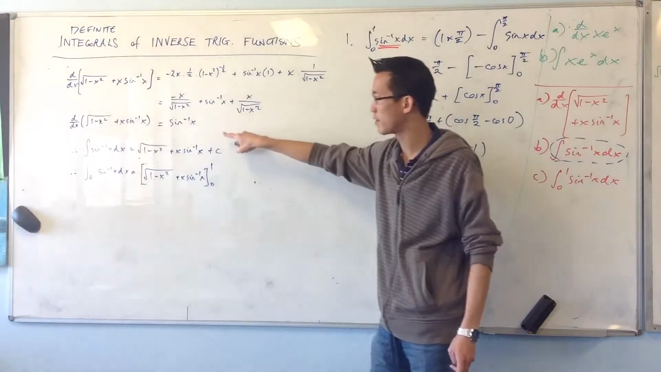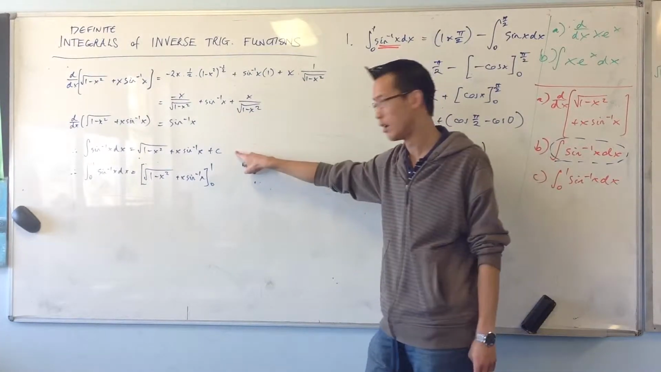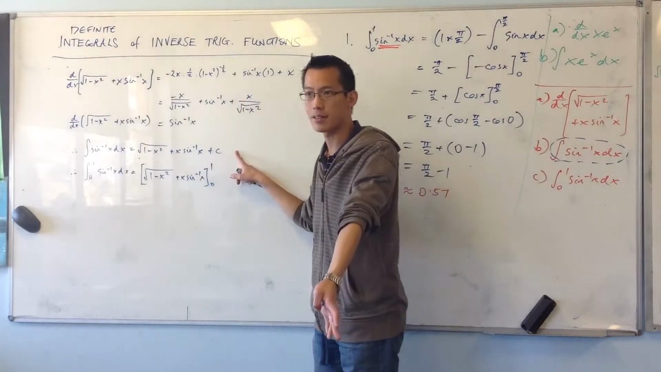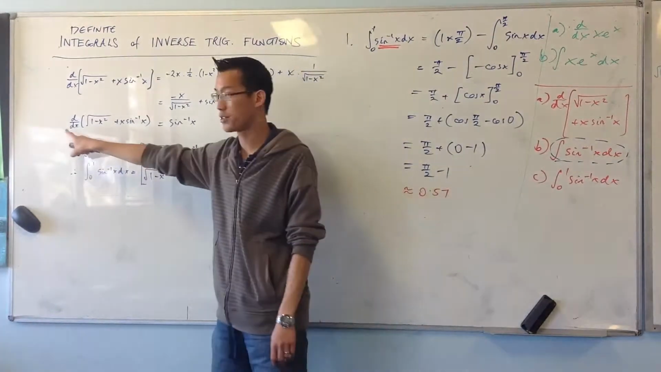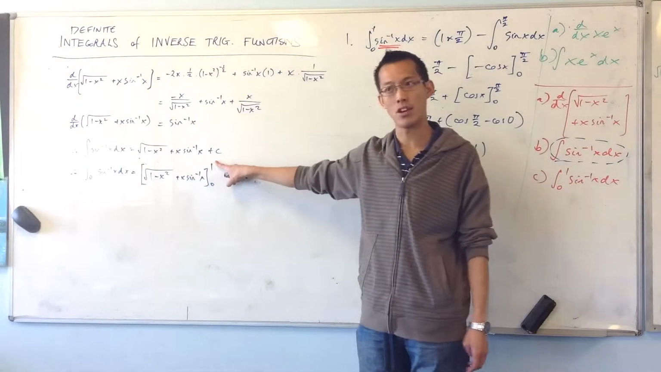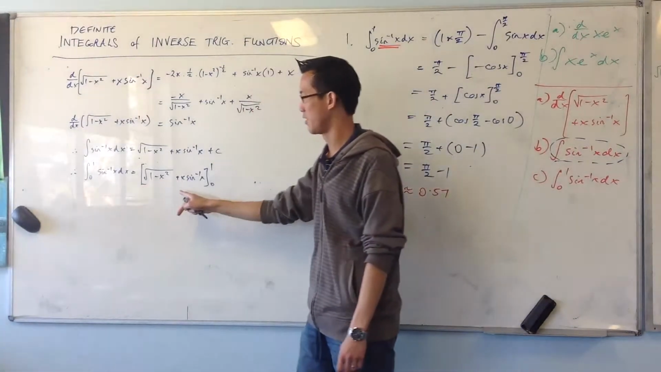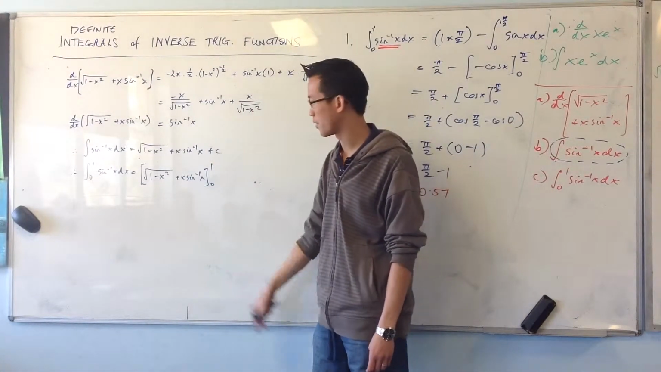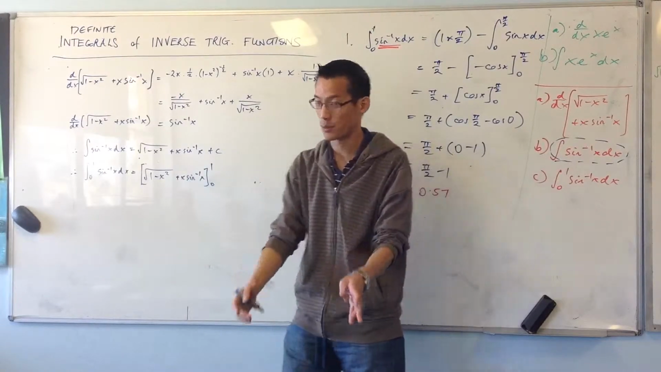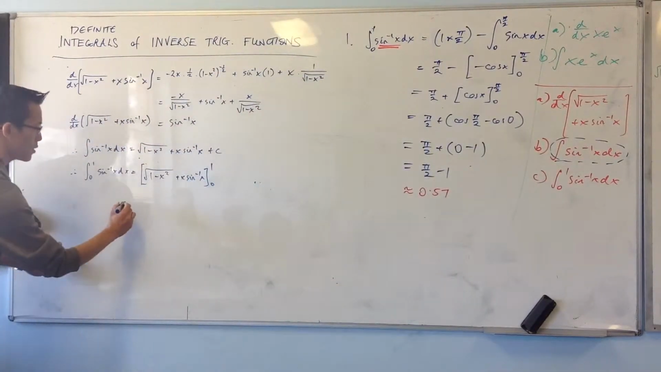So what do I do from line 3 to line 4? I'm integrating both sides with respect to x. That's what gets rid of the derivative, and it adds the constant in on this side. But of course, if I'm actually working out a definite integral, I don't need to worry about the constant when I'm evaluating. Okay?